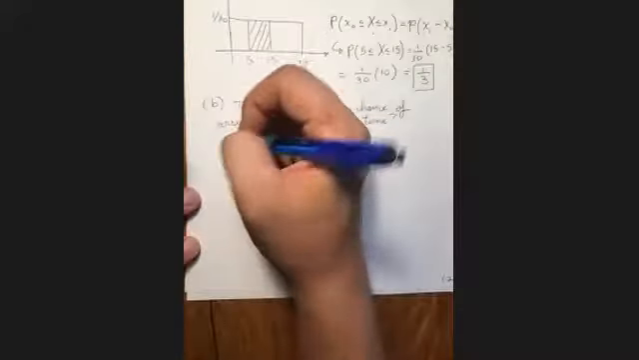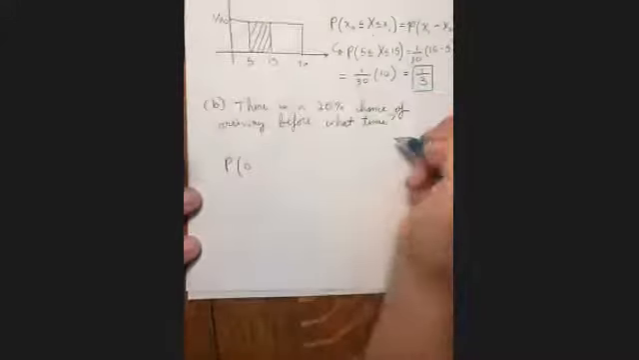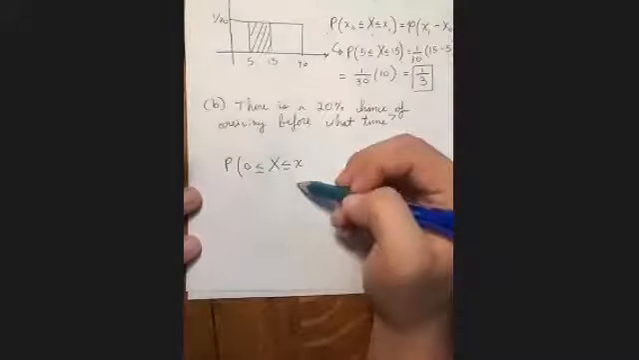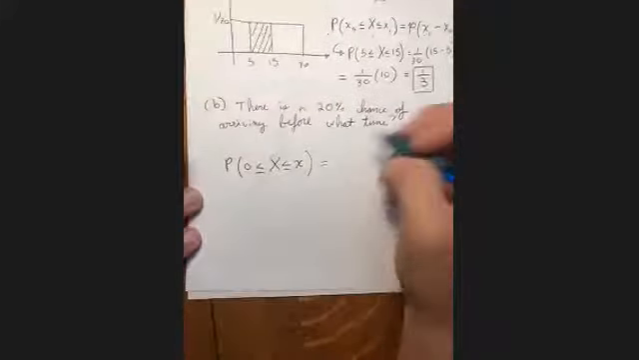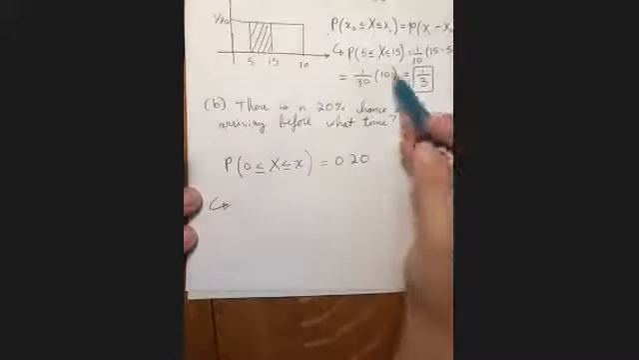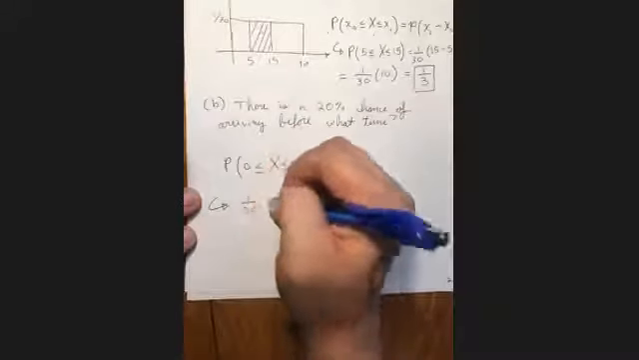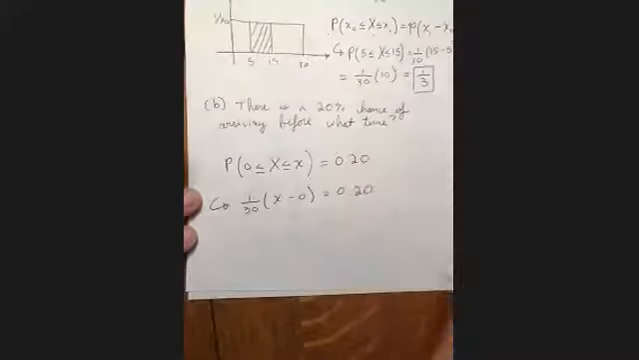So what we're going to do is say this. We're looking for the probability that, if we start the clock at 0, we want to know by what time X will we arrive such that the probability will be 20%. So using this function that I showed you up here, what we're looking for is to solve for X such that it solves this equation.